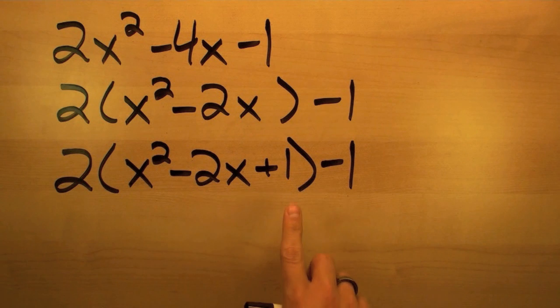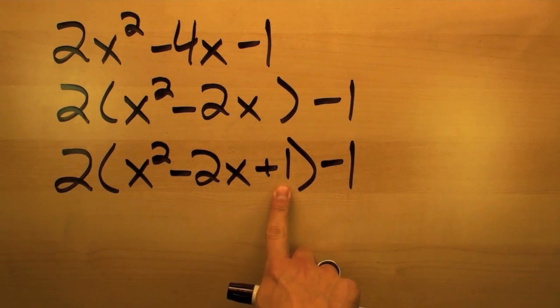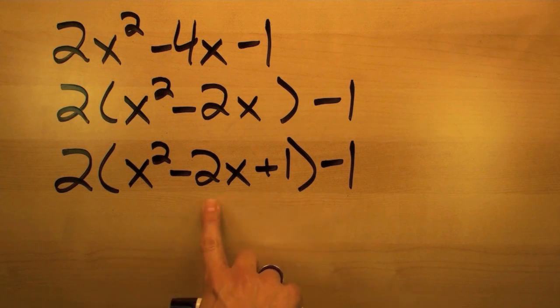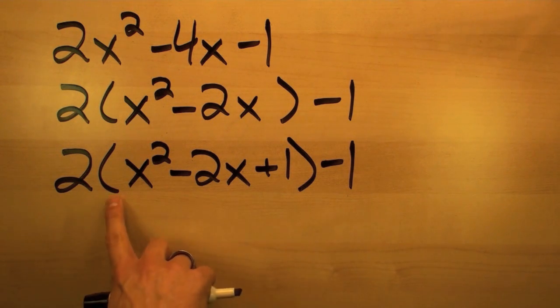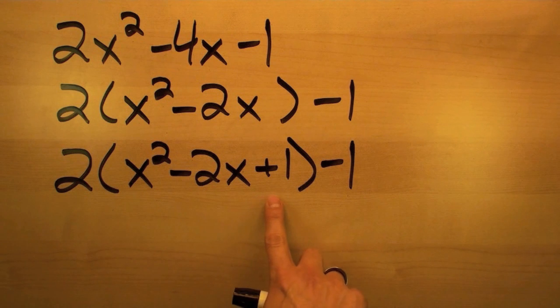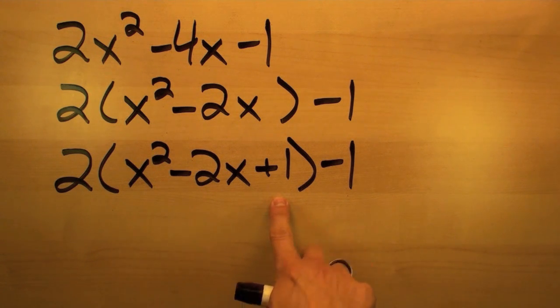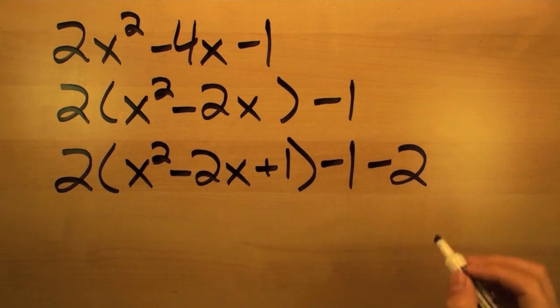But we have to balance our expression because we added 1 inside the parentheses. Now notice that since we added 1 inside the parentheses, everything in those parentheses is being multiplied by 2. So we really added a 2 to this expression. So to balance that, we have to subtract 2.